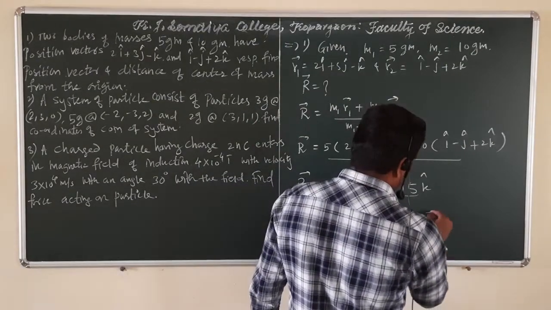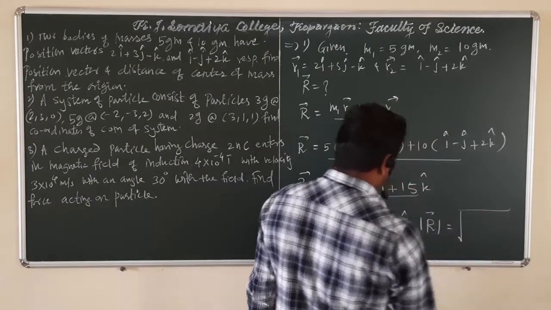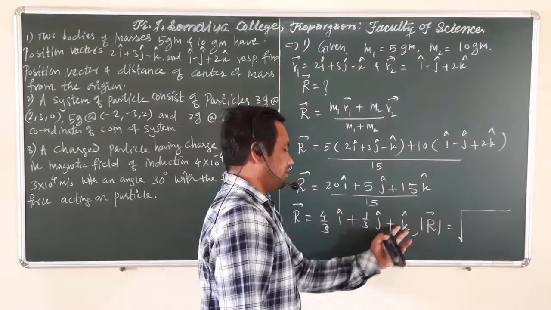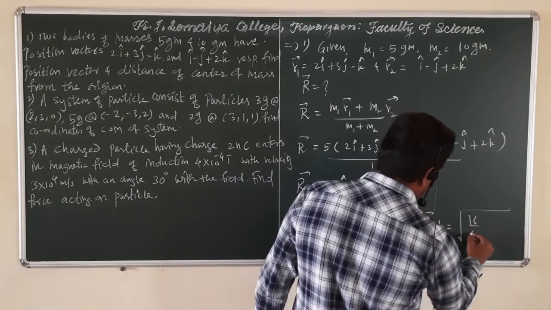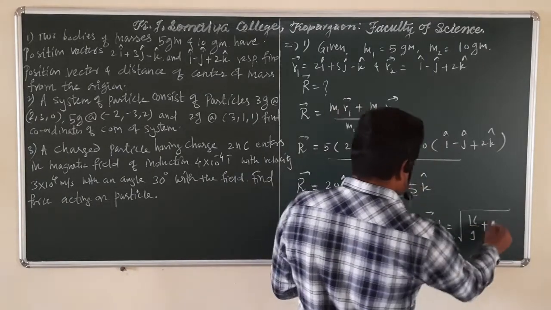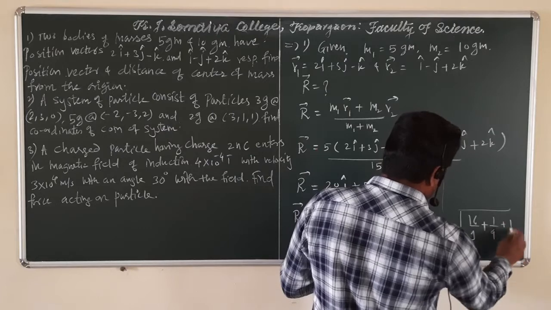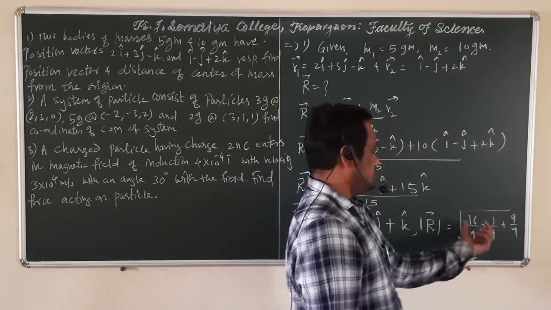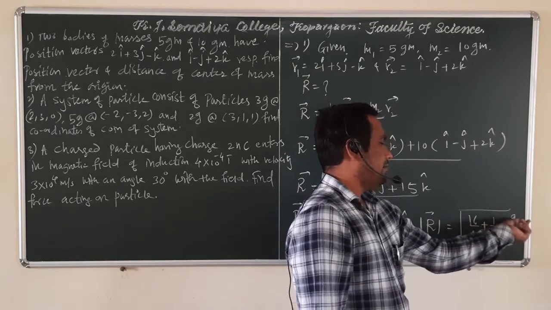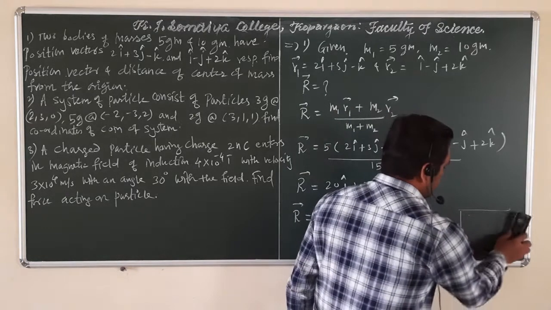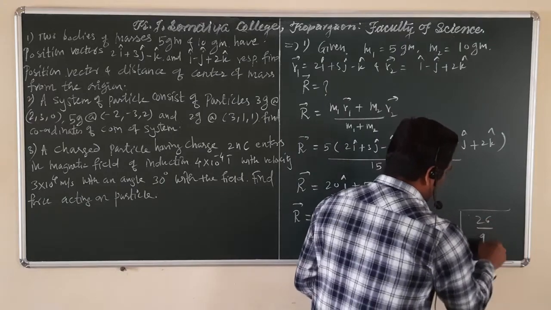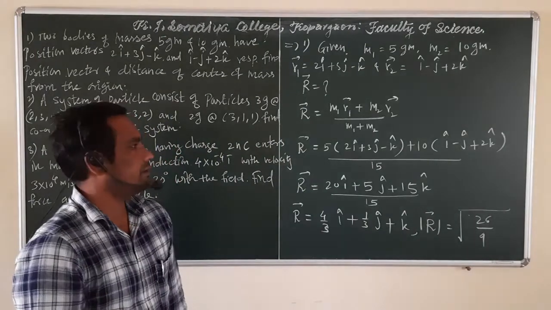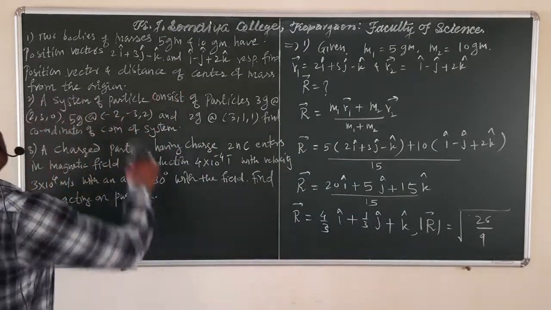vector R is the square root of (4/3)^2 + (1/3)^2 + 1^2. Okay, so here we have (16 + 1 + 9)/9. So I can write this one as 9 by 9, so 17, plus 9, which is 26. So the magnitude of this vector is the square root of 26 by 9. Okay, so with this we finish our first problem.